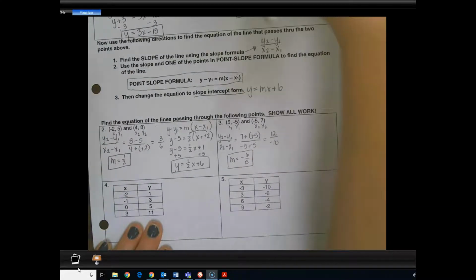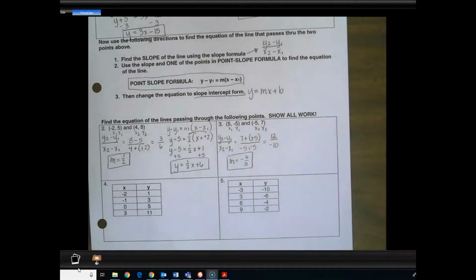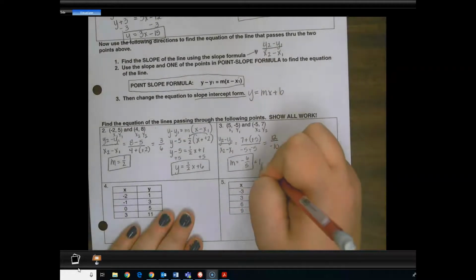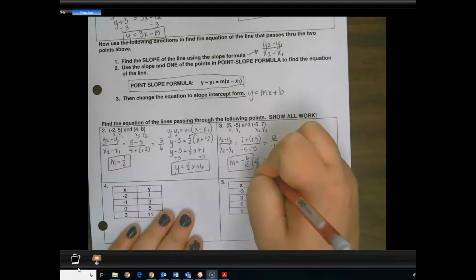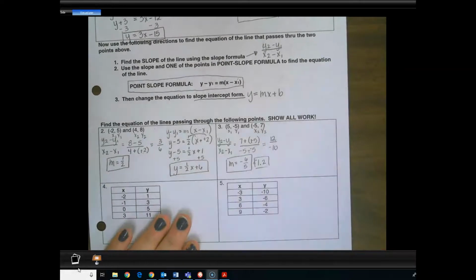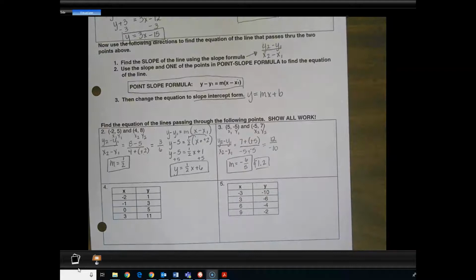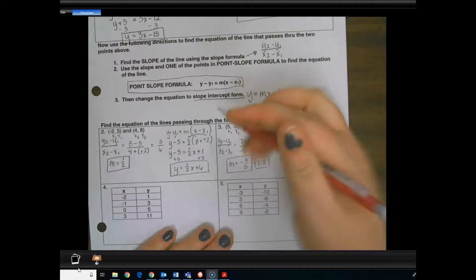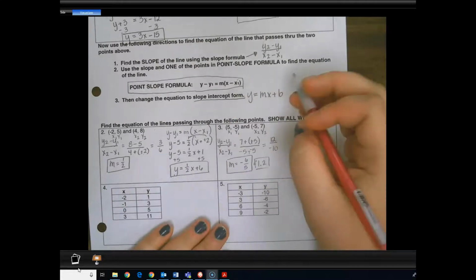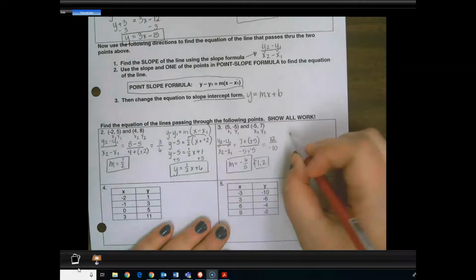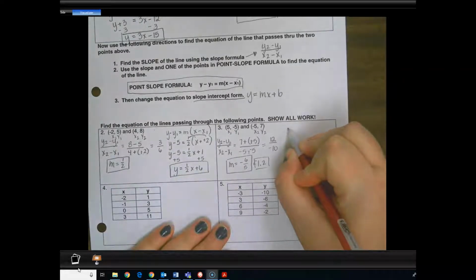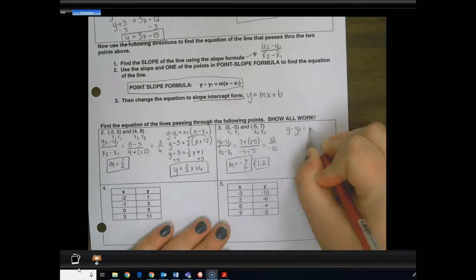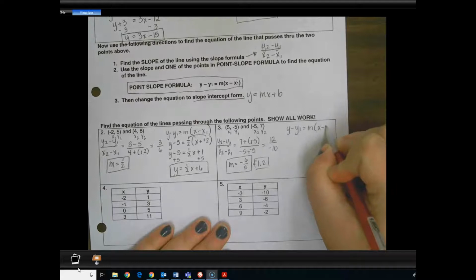I understand. If you want a decimal form, it's going to be negative 1.2. Sorry, that negative didn't show up very well. I'm fine with that. As always, you can use a calculator. All right, so now we want our slope-intercept form. So we're going to do our point-slope formula, which is y minus y1 equals m(x minus x1).